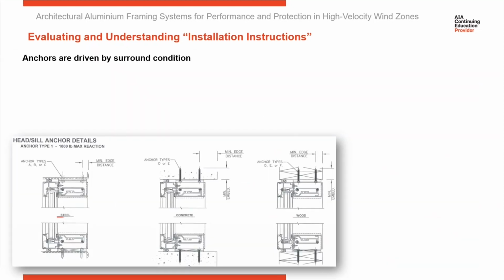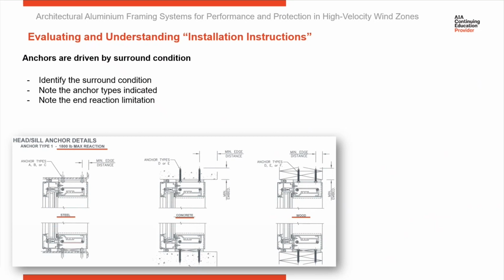Now, anchors are also called out in the installation instructions. Anchors are driven by the surround condition. You can see here we have 3 different options: steel on the left, concrete, and wood. Also note at the top it calls out the maximum reaction. You want to make sure that on our project, our reaction doesn't exceed 1,800 pounds for the example we're looking at here. So let's say we're anchoring into concrete.